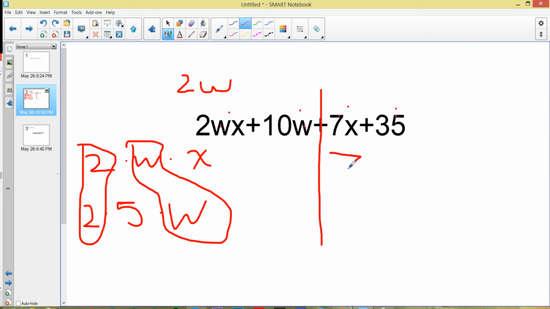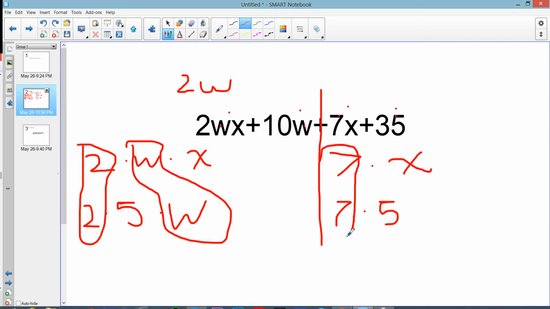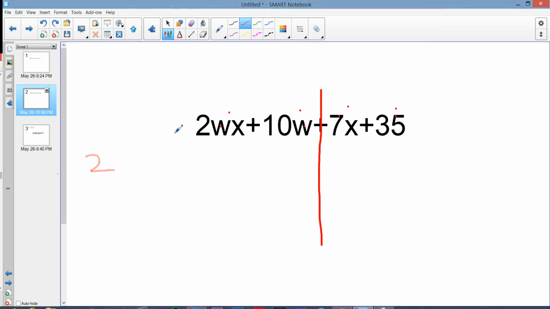And here is 7 times x. And for 35, it's 7 times 5. So we can see 7 is common here. Alright, so we'll just take all this out. So we know 2w and 7.